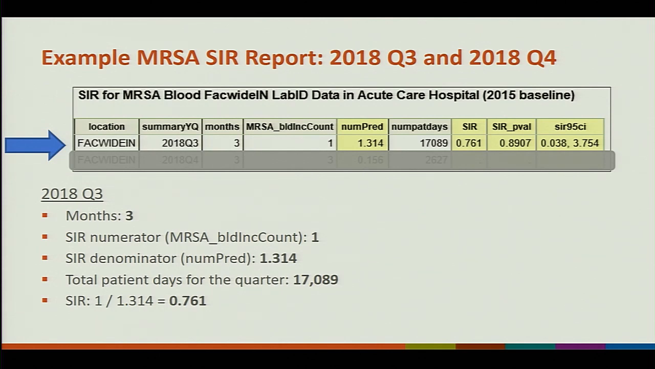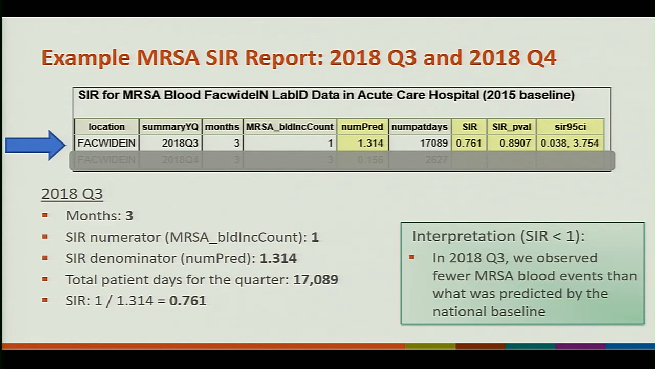The SIR denominator, the number predicted, in the column it's called numpred. And in this case, the number predicted is 1.314. The facility reported 17,089 patient days, and this gives us an SIR of 0.761. Okay, so how would we interpret this SIR? Because that SIR is less than 1, we can say that the facility observed fewer MRSA blood events than what was predicted by the national baseline.